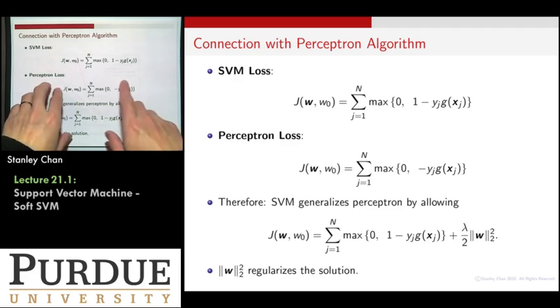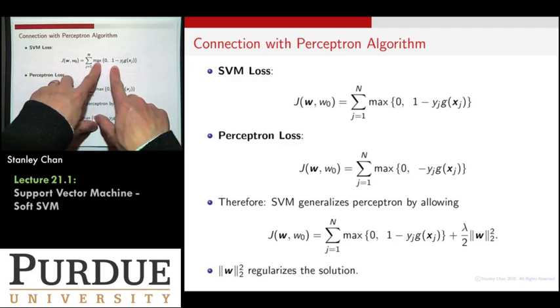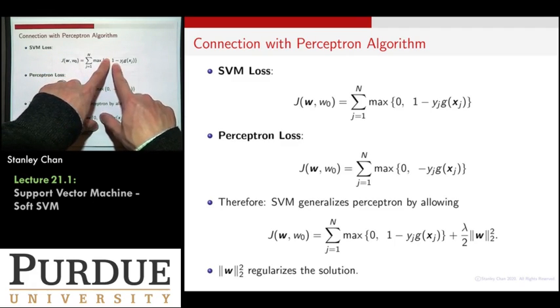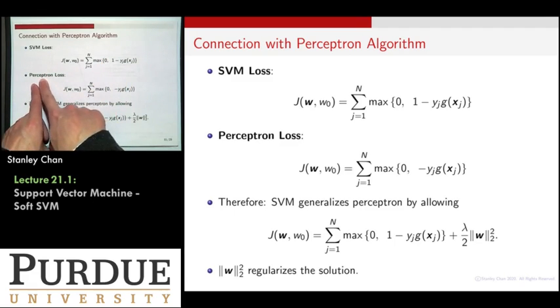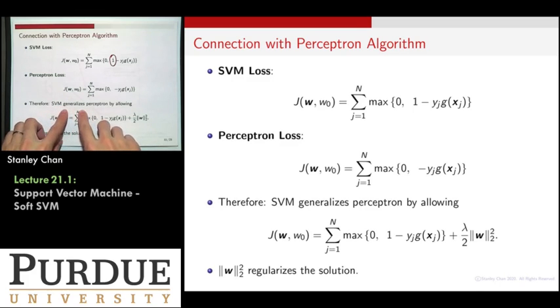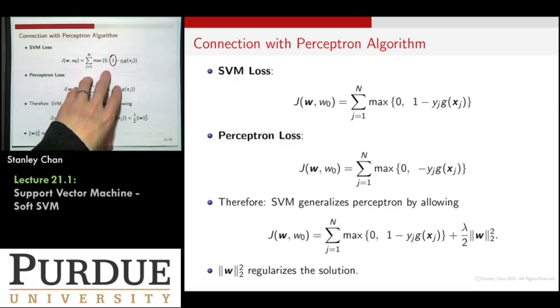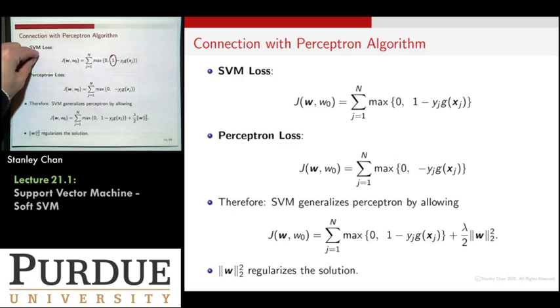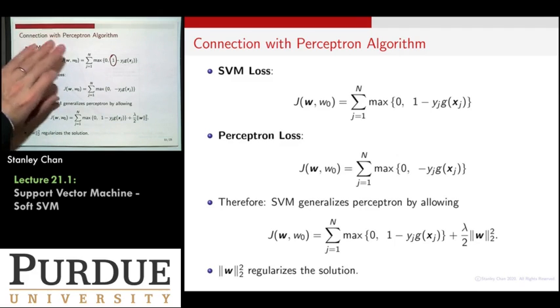Okay, so this is the support vector machine loss where you have this 1 minus operation in front of the discriminant function. And then here is the perceptron loss, and you can see that the difference between these two is the presence of this 1. So what is the conclusion here? Well, the conclusion is that for the support vector machine, the soft case, if you use the 1 norm penalty, and if you send the parameter lambda going to 0, then the support vector machine loss will become the perceptron loss.